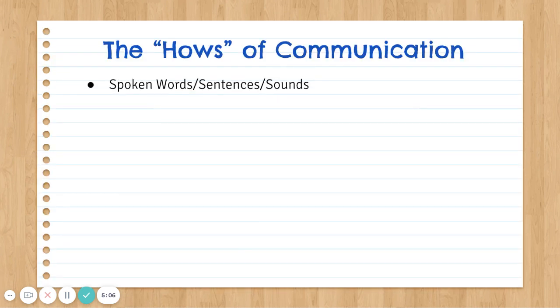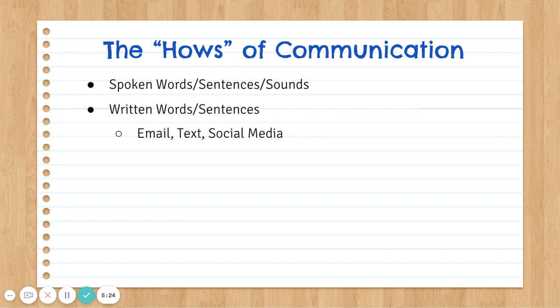Now that we're back, we're going to go over a couple ways that we as an LMS community might communicate. So the first would be things like spoken words, sounds, sentences. So basically when we speak face-to-face with someone, that is one of the hows of communication. It's one way that we communicate. The next is through written words and sentences. So that might be an email, a text, a social media post or Snapchat caption, or even a Schoology message. These are all valid ways to communicate in writing with someone else.